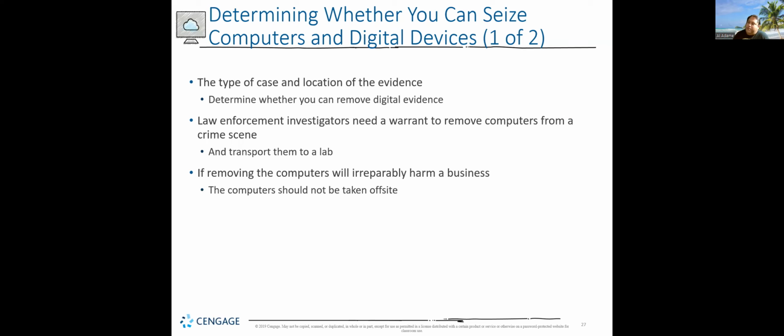If removing the computers would irreparably harm the business, the computer should not be taken off site. Yeah, that's what I'm talking about. If it's used for day to day, if there was a clerk machine, the only one they have up front, you can't take it. You have to clone it there live with a warrant. You can't just do it because of probable cause. It gets really weird, I know.